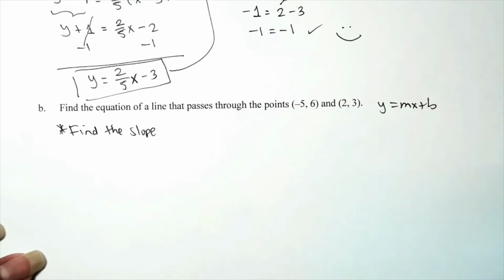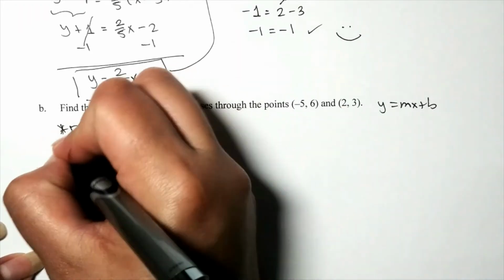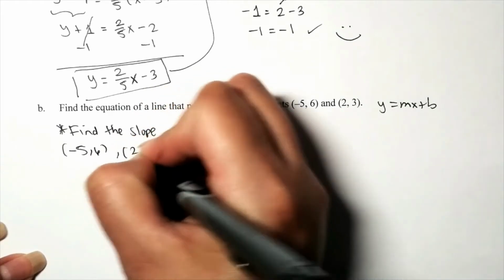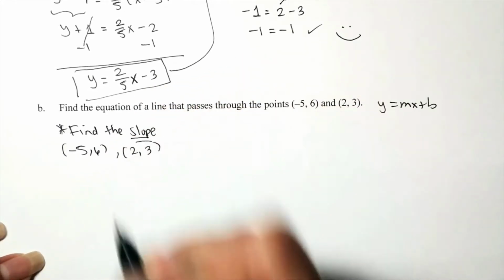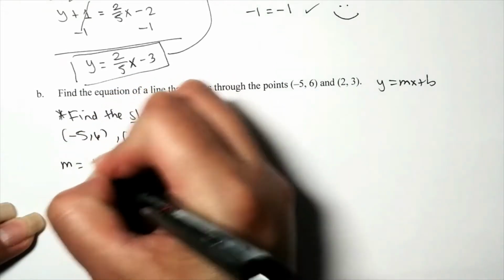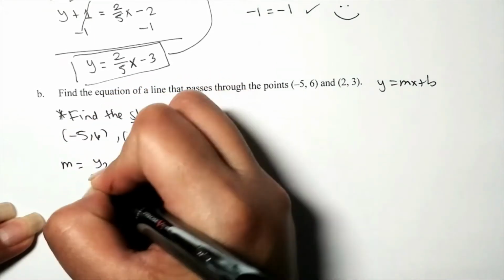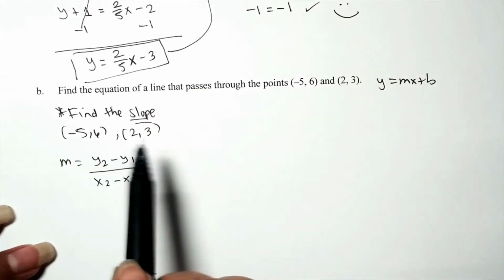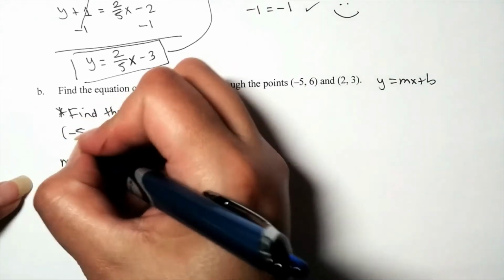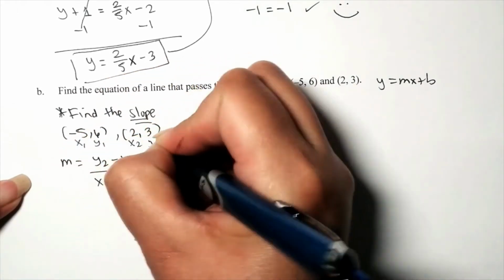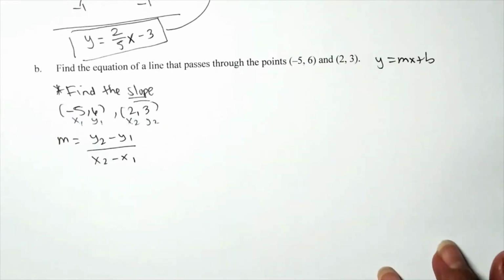Okay, so let me go ahead and write down the points. So we have (-5, 6), and then we have (2, 3). Okay, so if we want to find the slope, let's go ahead and bust out the slope formula. So we have m equals (y2 minus y1) over (x2 minus x1). We have too many points on here, so let me go ahead and label them. So I'm going to say this is my first point, and (2, 3) will be our second point. Fantastic. So let's go ahead, plug and chug.